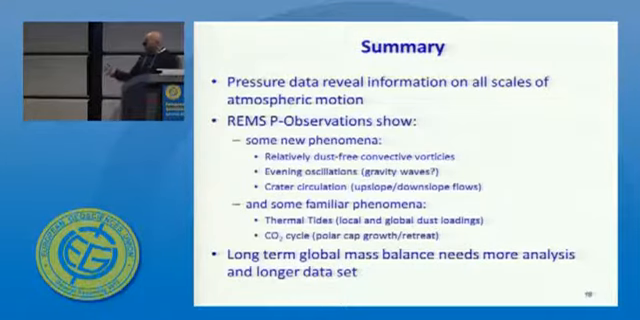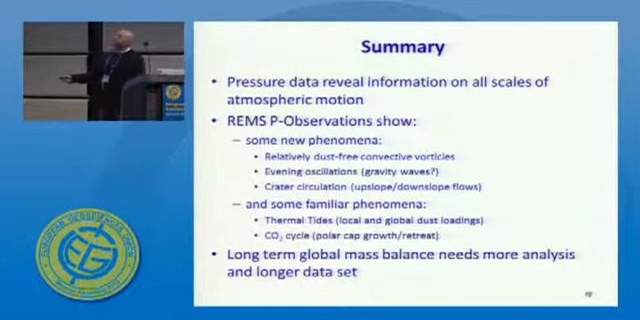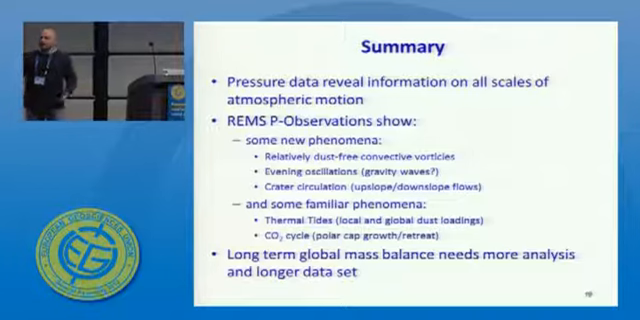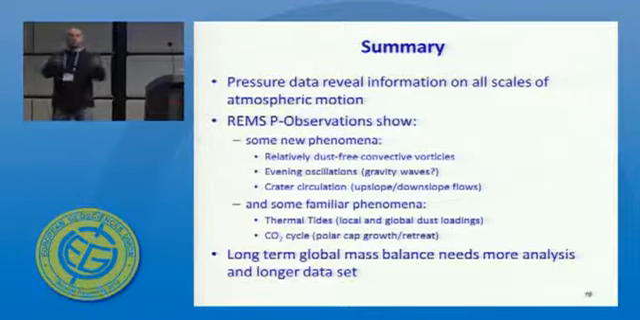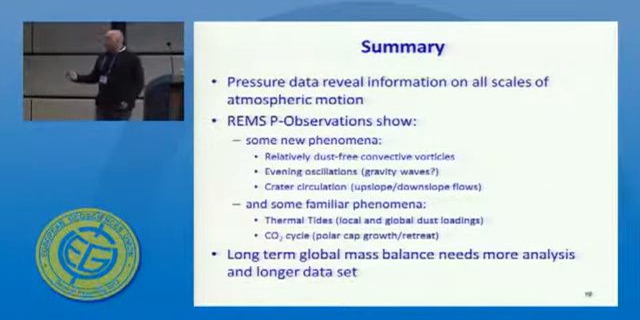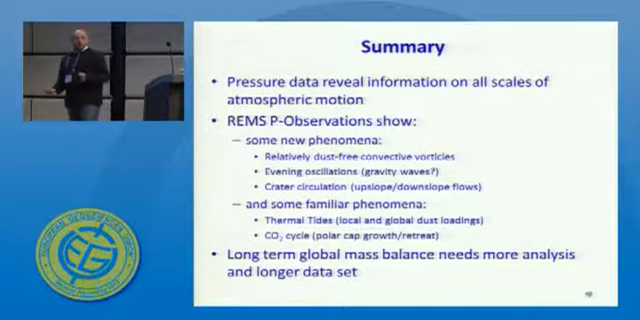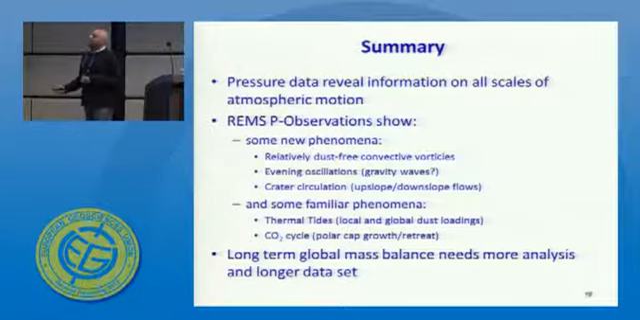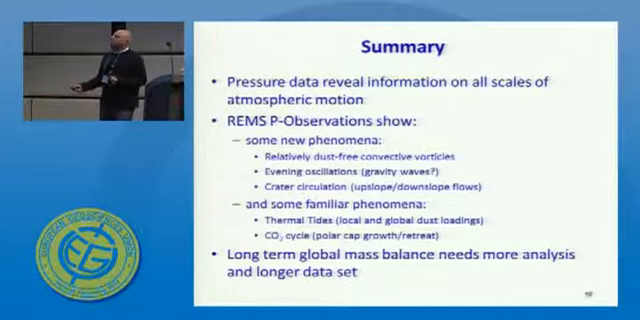And here is a summary of the data, where we see that the pressure data reveal information on many different scales in space and time. Some of the new phenomena that REMS is observing is relatively dust-free convective vortices. We see vortices, but we don't see dust. So it looks like the vortices are not strong enough to lift up the dust. So up to now, for example, in the UV sensor, we've been able to detect 2 dust devil candidates, but they were not very strong.